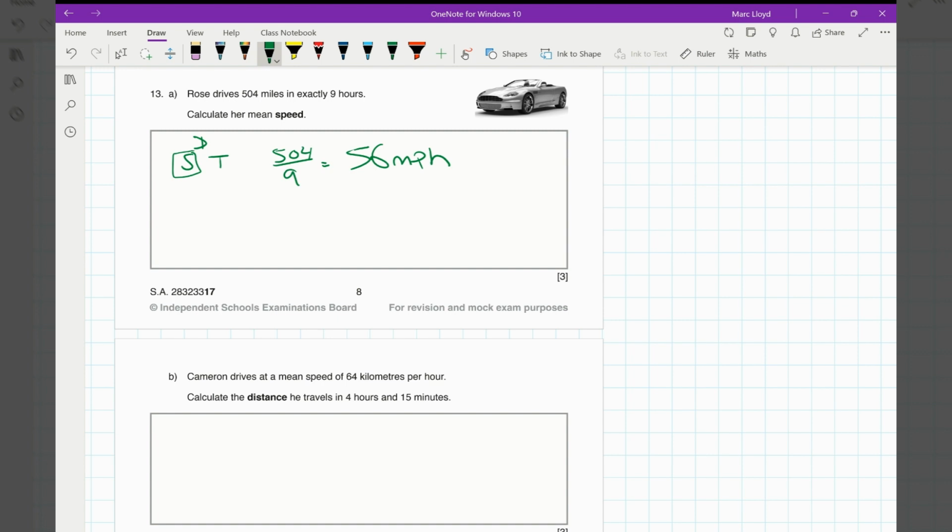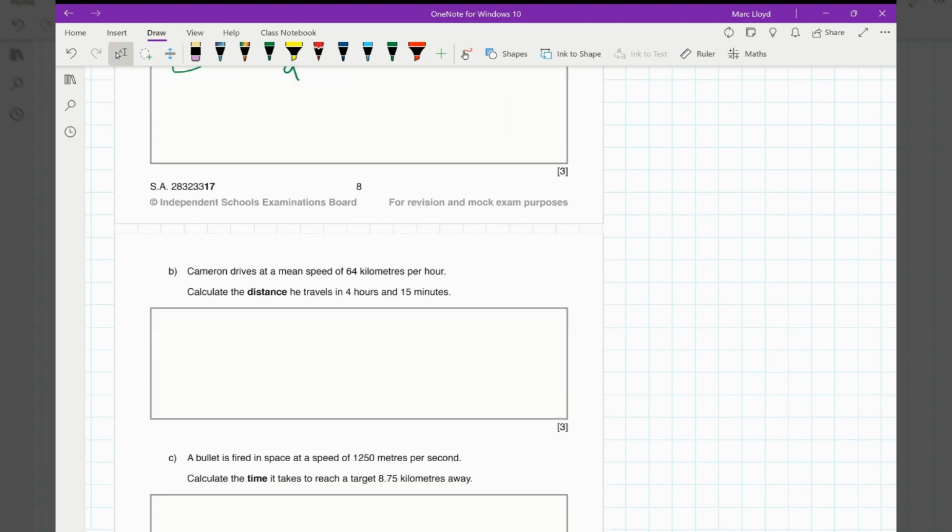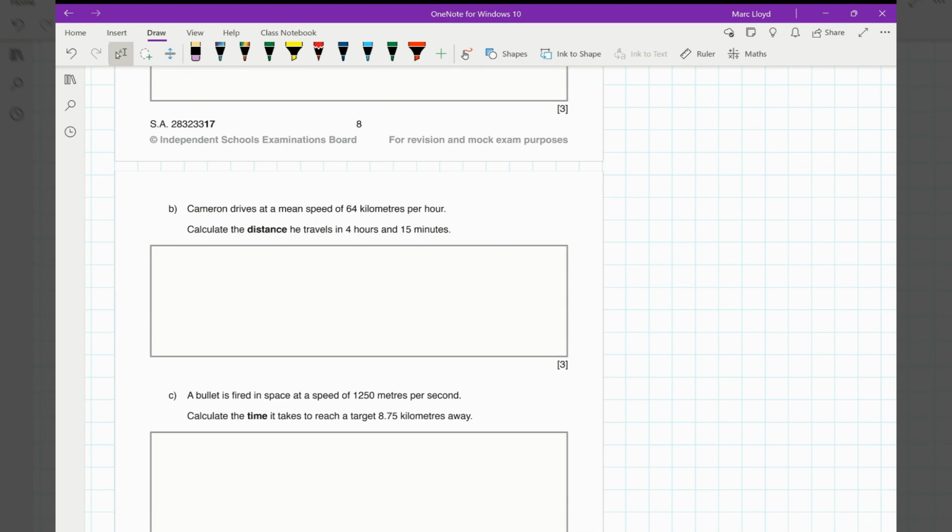Now, Cameron drives at a mean speed. That means an average, like the average speed. It doesn't mean he's a mean driver. 64 kilometres per hour. And they want to work out the distance he travels. So that's going to be speed multiplied by time. However, it's not 64 times by 4.15. 15 minutes is a quarter of an hour, making it 0.25 if we convert it to a decimal. Therefore, it's multiplied by 4.25, and it gives us 272 kilometres.